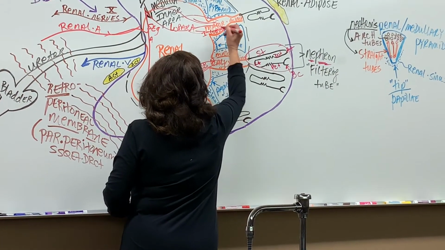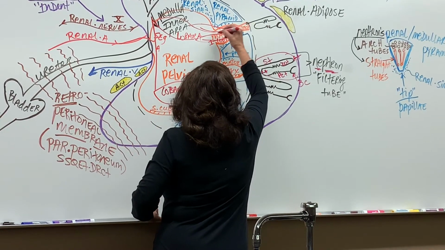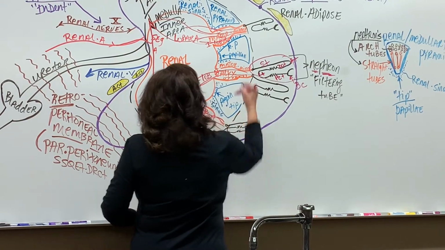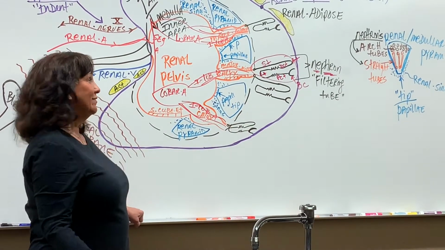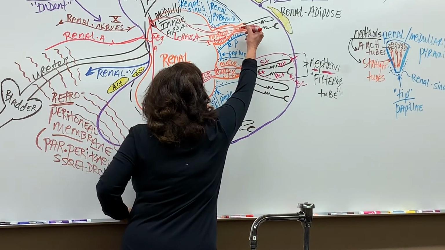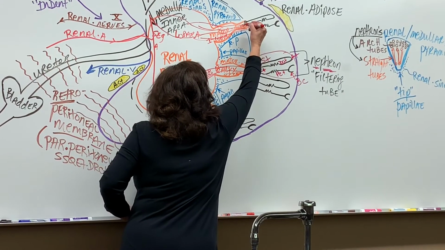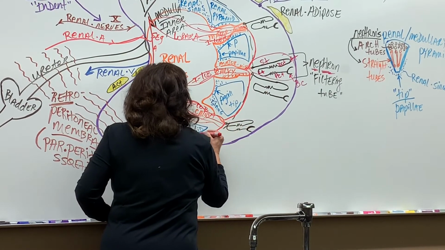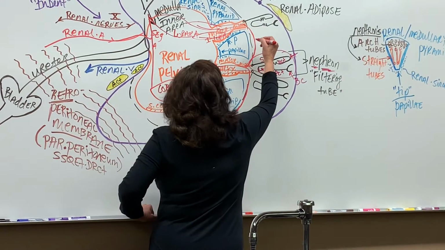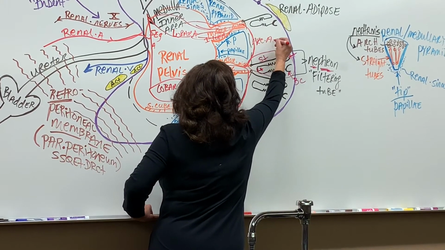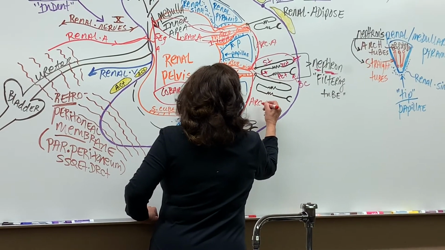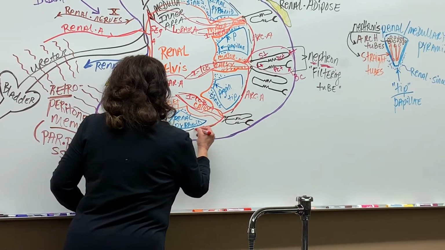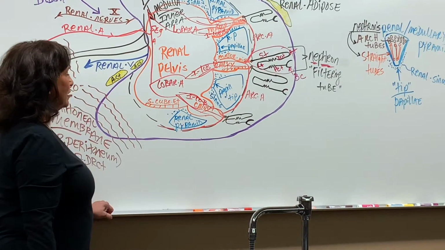Interlobar arteries go up the calyx. So they're going to come up here like this. And then they have to all connect to each other. So the interlobars are going to go across, and they're going to connect and make, guess what? Arcuates. And so here are my arcuate arteries. The arcuate arteries are right on top of the renal pyramids, right at the junction of the cortex and the medulla.